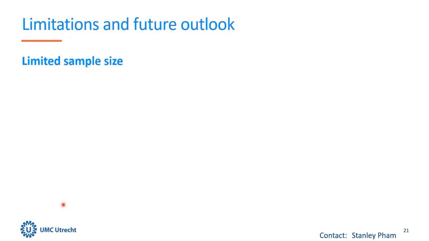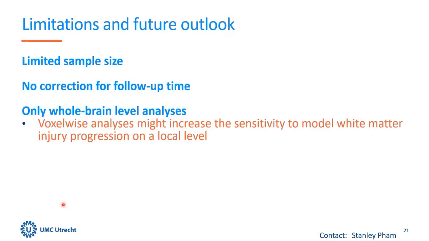But first, let's focus on the limitations. Obviously, we're dealing with a limited sample size here. CADASIL is a very rare disorder, so we could not have a very large cohort of people to do these regression analyses on. We also did not formally correct for follow-up time in our analyses, and we only did whole brain level analyses.